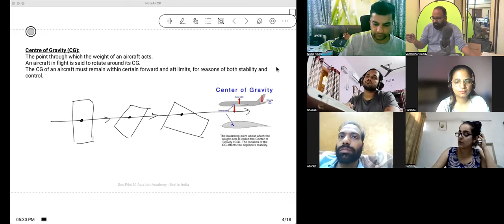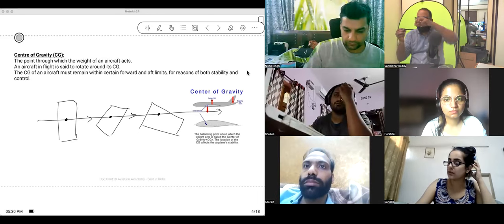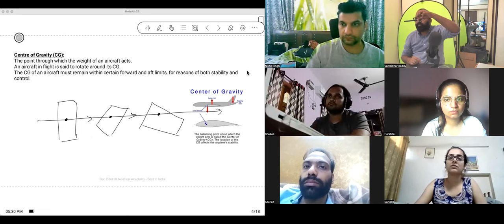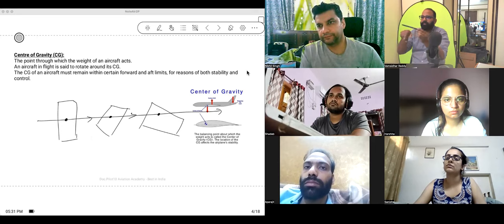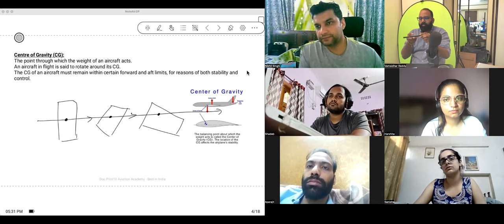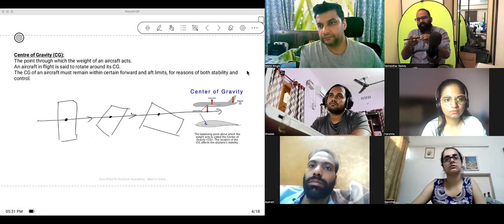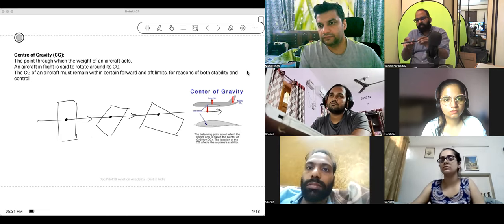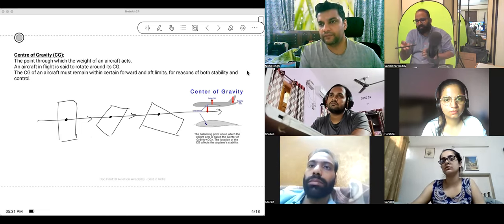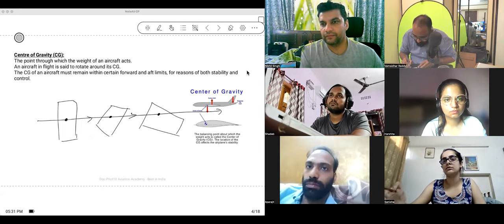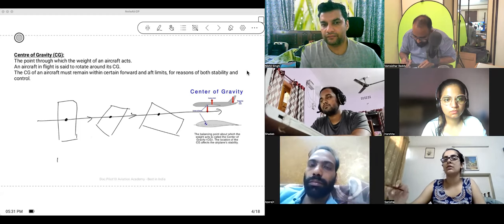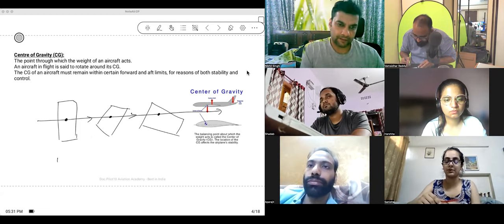For example, if you take this pencil and I hold it like this, what happens? Can I hold this pencil like this, pivoting here? No, sir. This is not the center. This is heavy towards the back side. So the pencil tilted like this because it was heavy here.